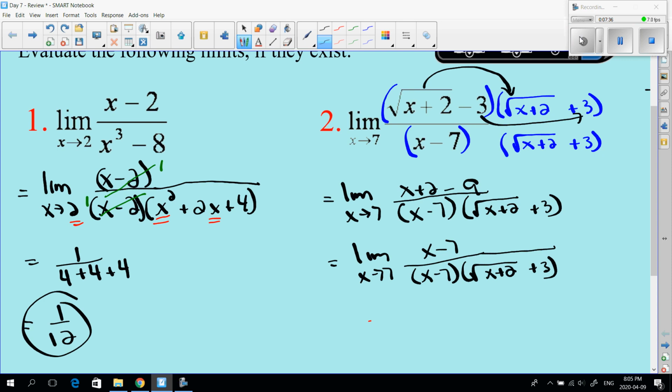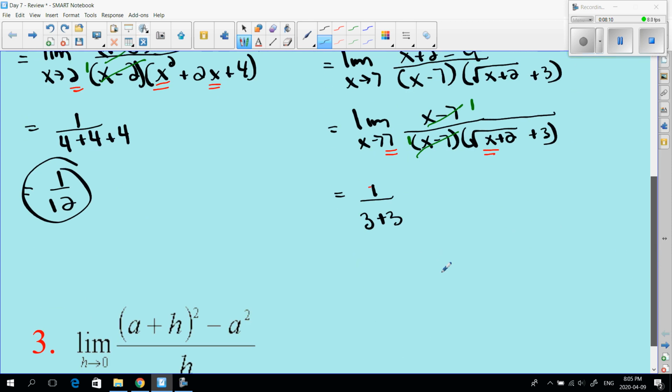So when I divide these away, that leaves a 1 up top, a 1 here. This is where I can go back to direct substitution. Everywhere there's an x remaining, I'm going to fill in a 7. There's only an x down here. Don't forget, the numerator is now a 1. The denominator would become 7 plus 2, 9. The square root of 9 is 3, plus 3. That would give me a final answer of 1/6. That limit is equal to 1/6.